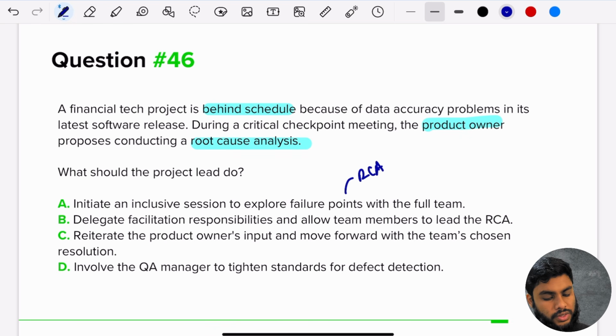D, involve the QA manager, tighten standards for defect detection. So we're not talking about defects necessarily here. I like B and C. I'm going to choose B. B is more servant leader-like. Delegate facilitation responsibilities. So you are basically telling your team that you guys got to take initiative on this, get this work done. You're making them into leaders, and you're using the RCA. So it has more going for it. It has root cause analysis. It also has servant leadership. Great.